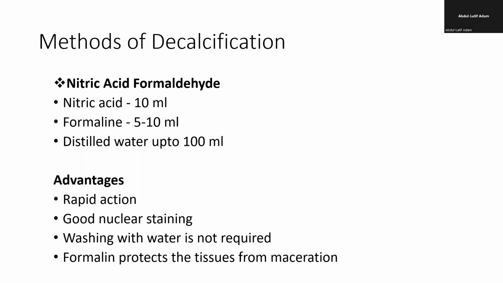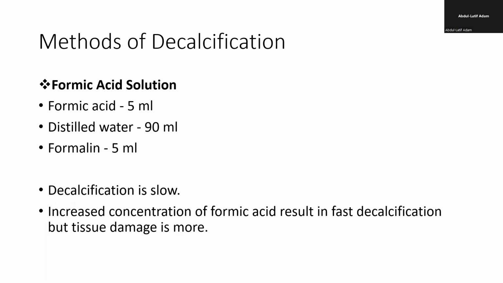So instead of using water alone, you use formalin as part of the decalcifier, and this will enhance fixation in addition to removing the calcium in the tissue. Why is it important that you add formalin to the nitric acid? It enhances rapid action. It gives a good staining reaction, and it can also protect the tissue from autolysis and putrefaction, because the formalin helps to preserve the tissue or the cell, even if it's not well fixed.